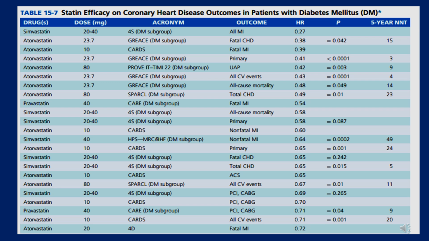Pause the video and carefully scrutinize Table 15.7 summarizing statin efficacy on coronary heart disease outcomes in patients with diabetes mellitus before advancing to the next slide.